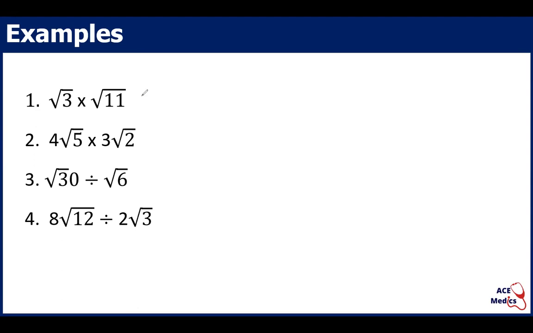Cool. So our first one then is root 33. Fantastic. Well done, guys. The second one, we need to multiply the numbers first. So 4 times 3, which is 12. And then the roots. So 5 times 2 is 10. That's the answer to our second one. So use that to be able to do number 4. Let's have a go at number 3 and 4 for me.